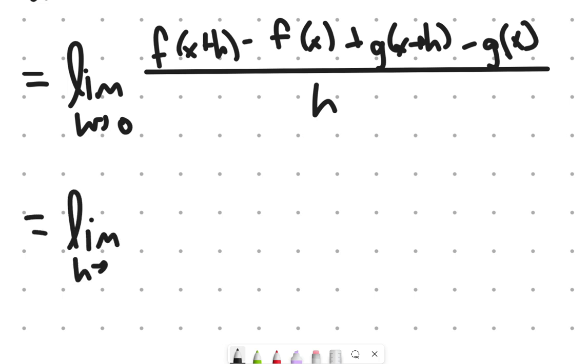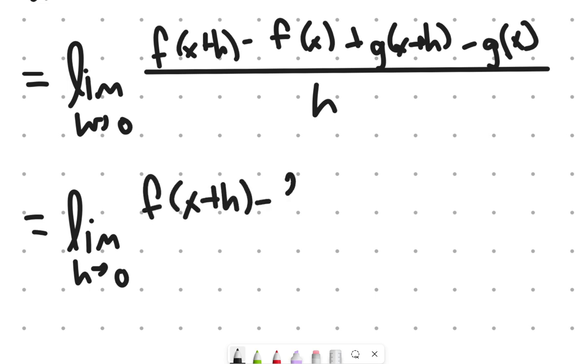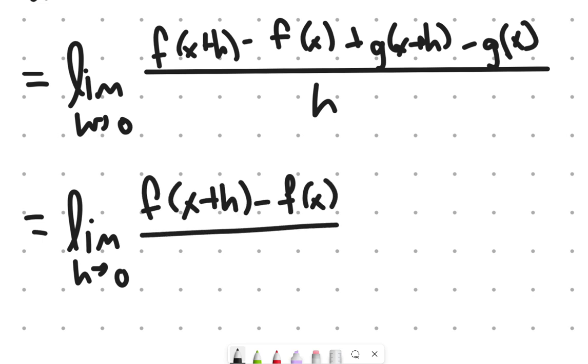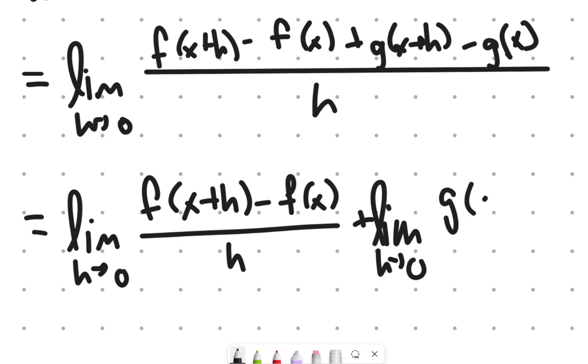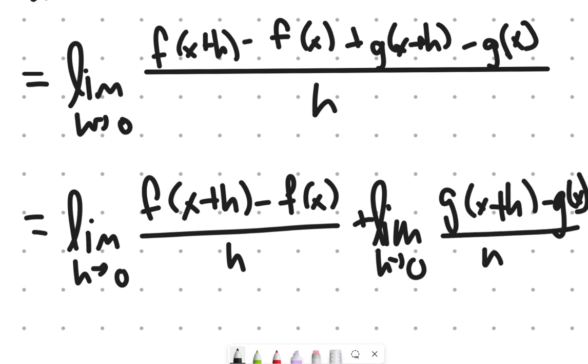So it will be the limit as h approaches 0 of f of x plus h minus f of x all over h, plus the limit of g of x plus h minus g of x over h. We can also split the limit of the two quantities into the limits of those two quantities individually. So we'll take the limit as h approaches 0 of g of x plus h minus g of x, the whole thing over h.